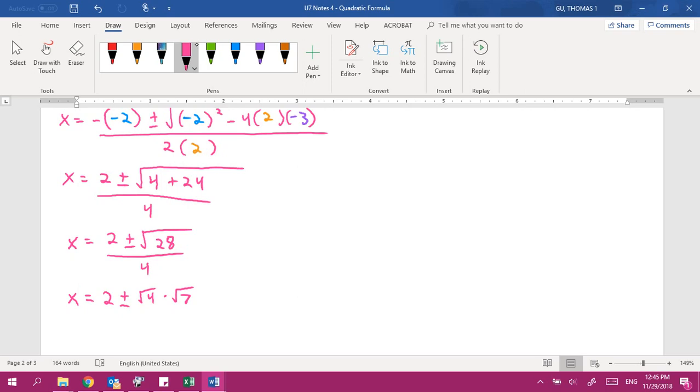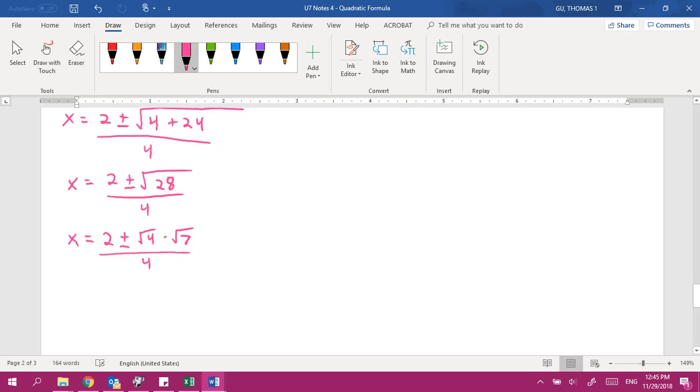Good. Over 4, right? And the whole point of doing that is so that we can change the square root of 4 into a what? 2, right. Caught me red-handed. X equals 2 plus or minus 2 square root of 7, over 4.